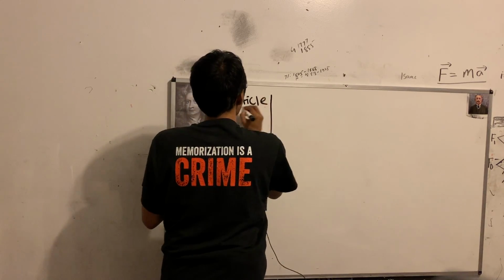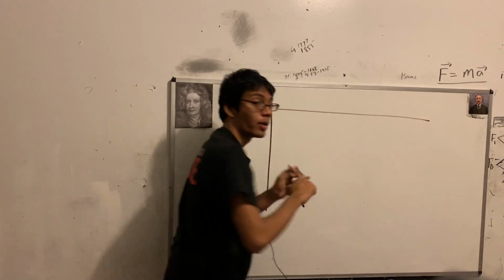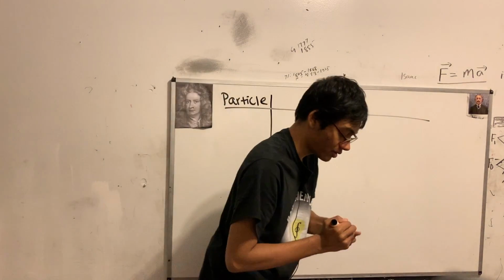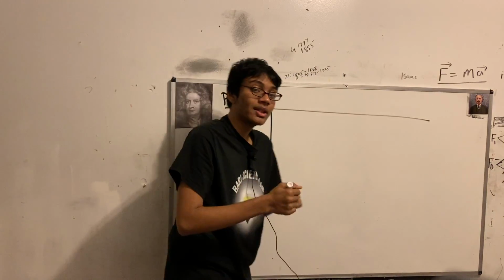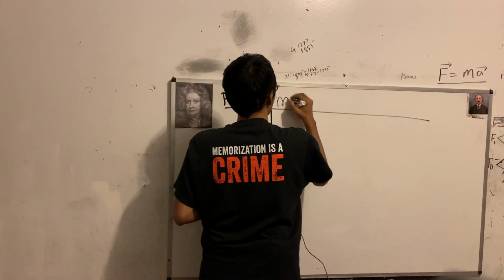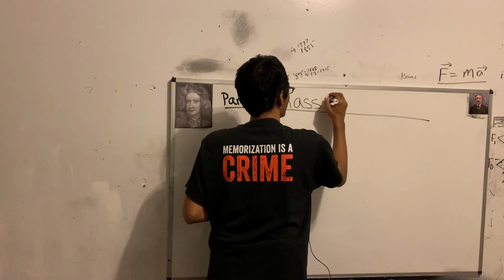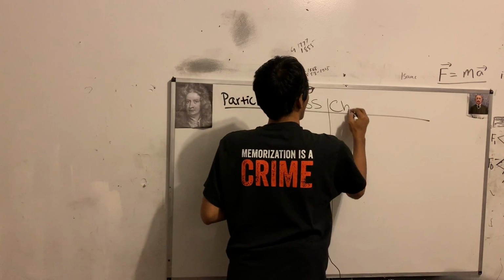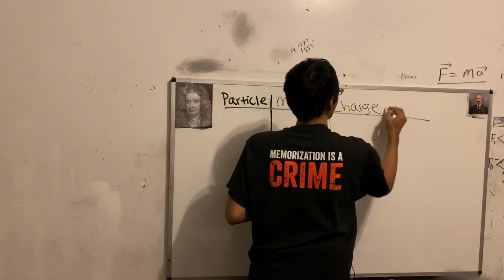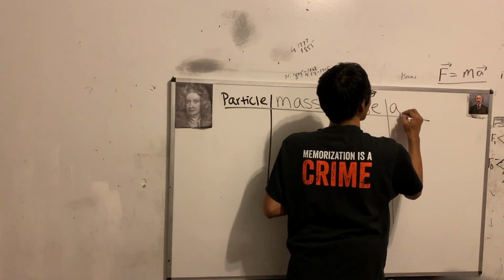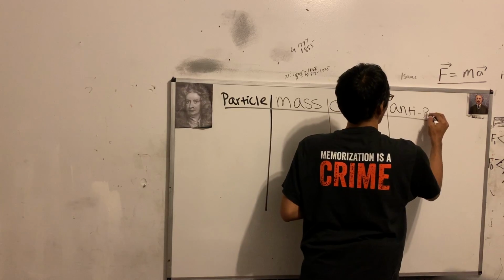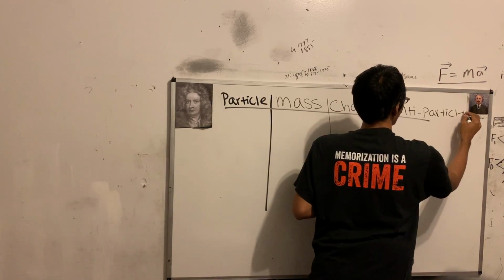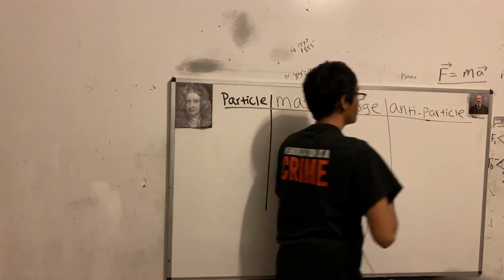So on the first column, we're going to be writing down the particle's name. Okay, this is a bad marker. Next column, we'll be looking at the particle's mass. Okay, what's the mass of our particle? Mass is a very important concept, as well as the charge of our particle, and finally, the antiparticle associated with our particle. Okay. Let's go ahead and get started.